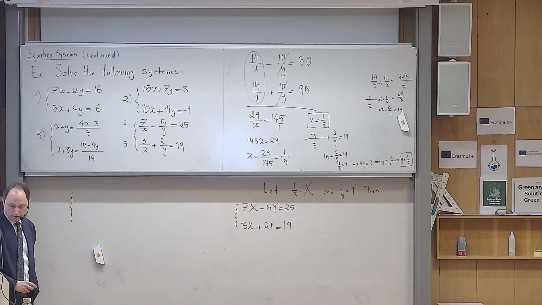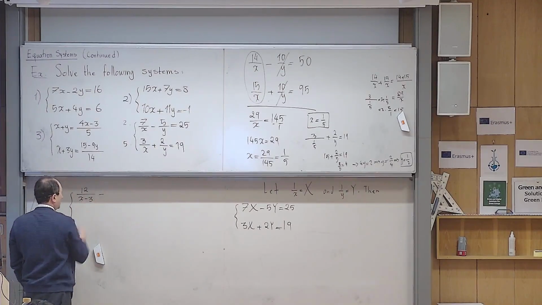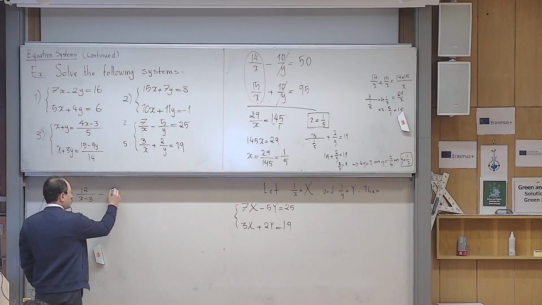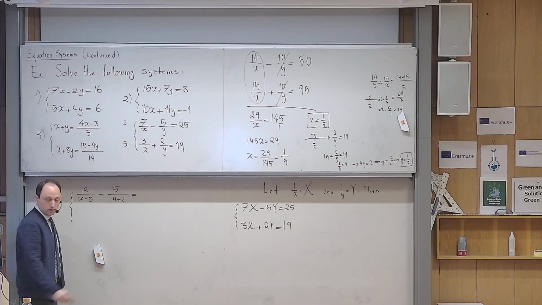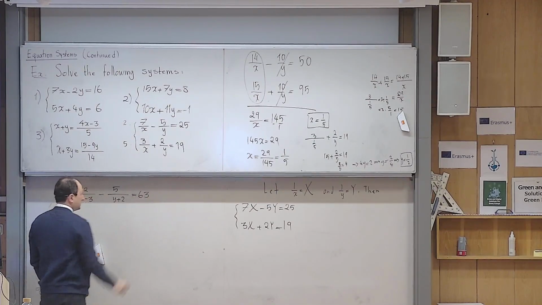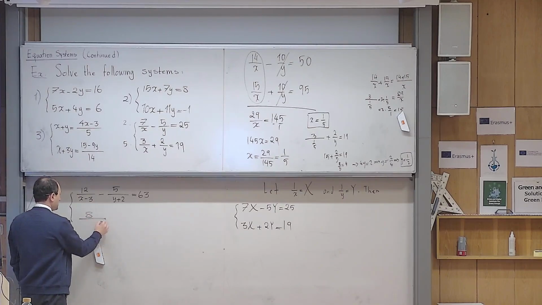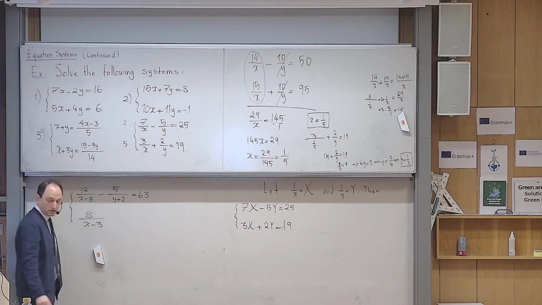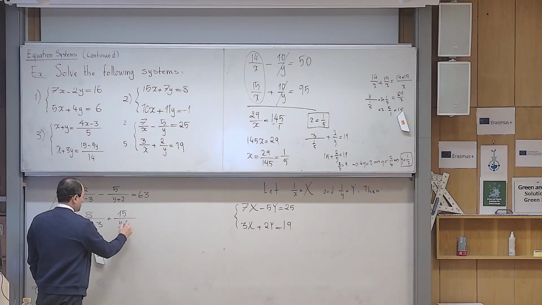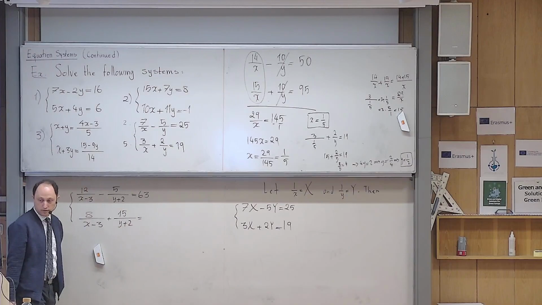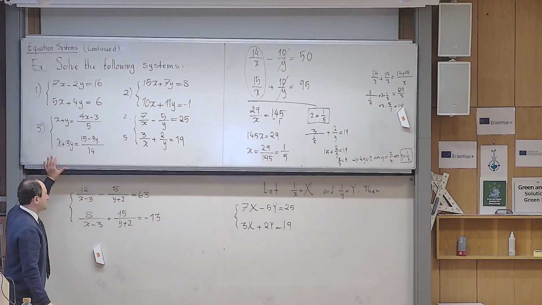So the system that I ask you to solve is this system. Let me write it like this: 12 over x minus 3 minus 5 over y plus 2 is equal to 63. If you want, you can use the calculator for this problem. I don't want to distract you with the multiplication and things like that. And then 8 over x minus 3 plus 15 over y plus 2 is equal to minus 13. I want to wait for you. You see that this system is a little bit horrible.